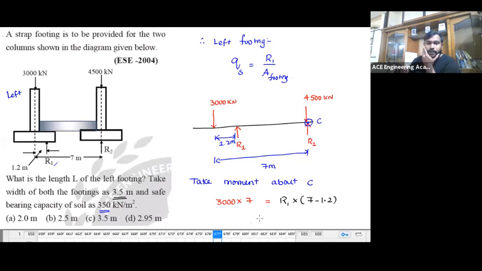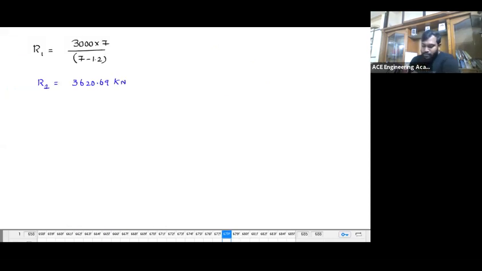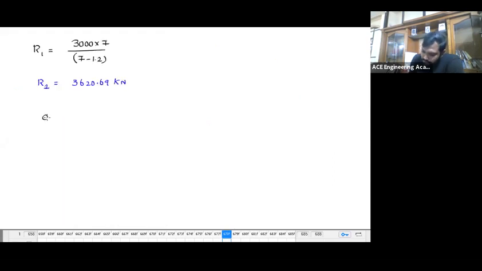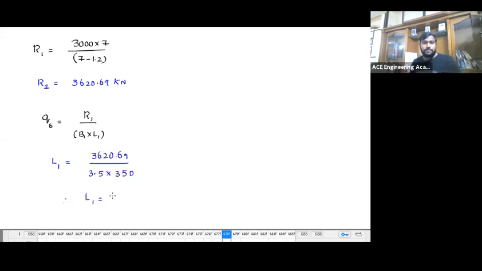So now, if this is the case, then I can find out the area of the footing over here. So Qs is equal to R1 by the area of footing, B1 into L1. So I want the length, right? What is R1? 3620.69 by, what is the width of the footing? Both footings 3.5, into 350. Tell me the length, please.